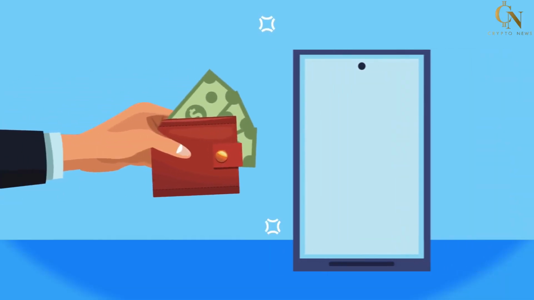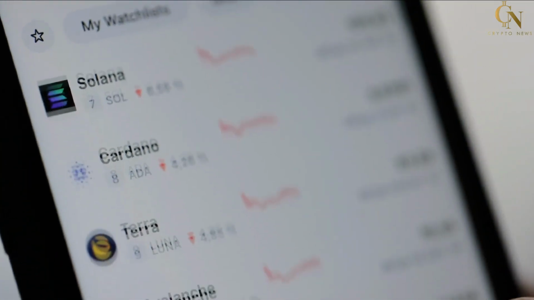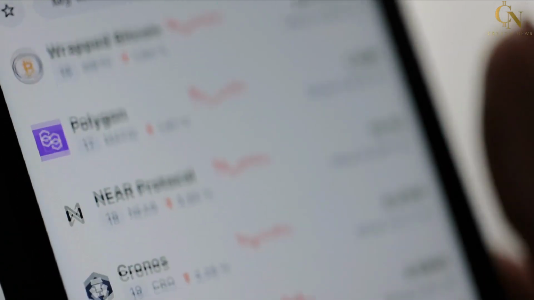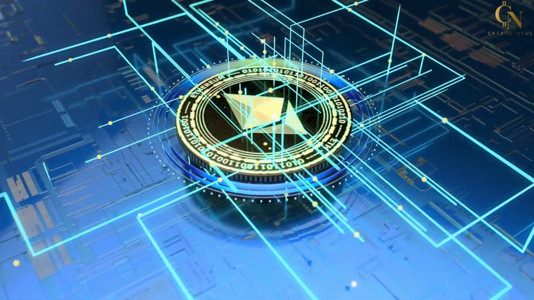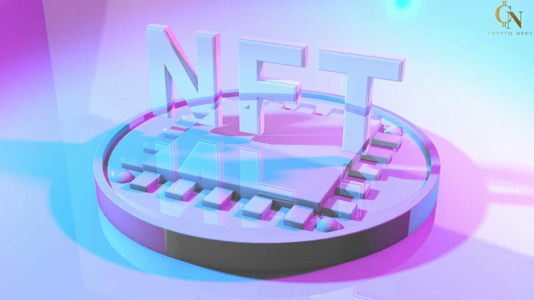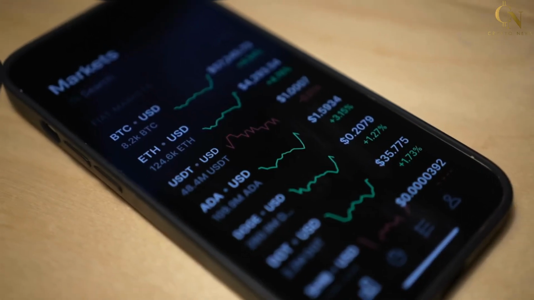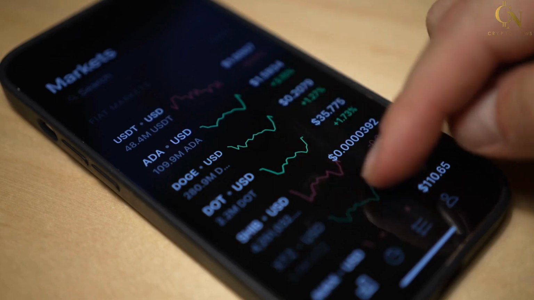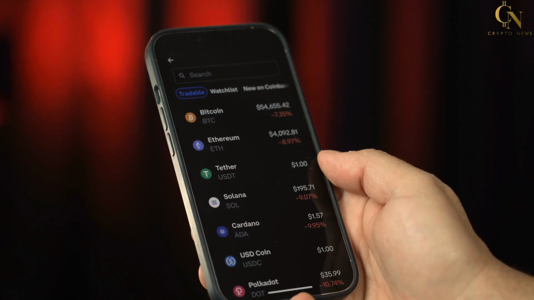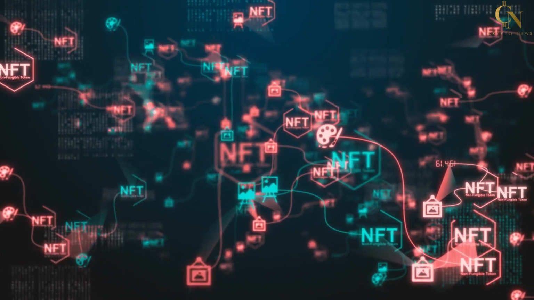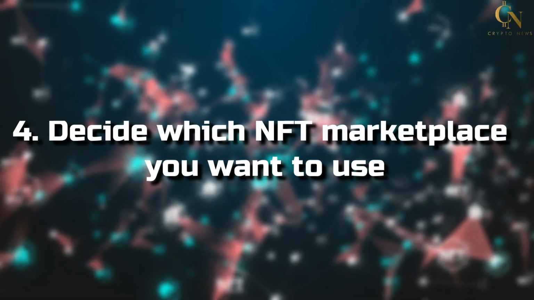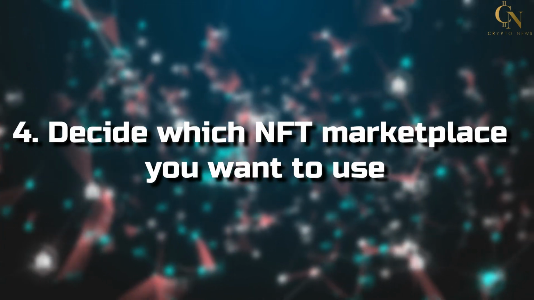After you have your digital wallet all set up, the next step is to go out and purchase some cryptocurrencies. Ether, the native cryptocurrency of the Ethereum blockchain technology, is accepted on the vast majority of NFT sites. If you already have any cryptocurrency stored away in another location, you will need to link it to your digital wallet so that you may use it to buy and trade non-fungible tokens, NFTs. 4. Decide which NFT marketplace you want to use.